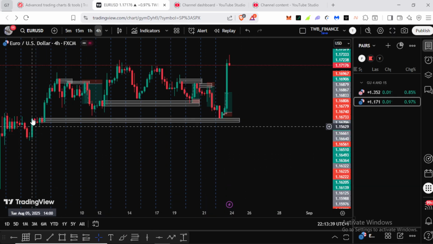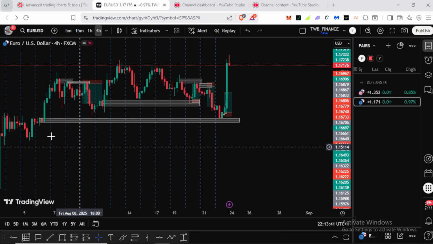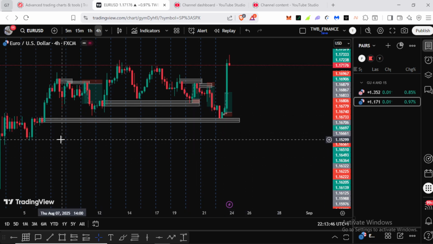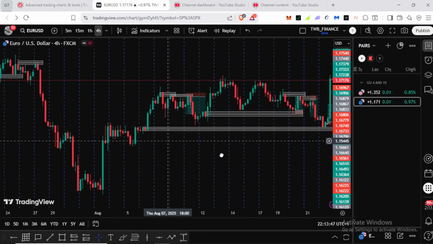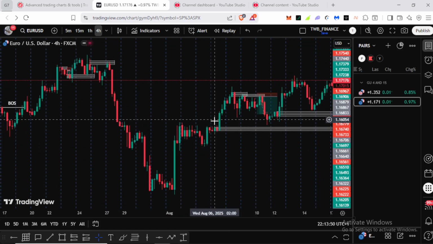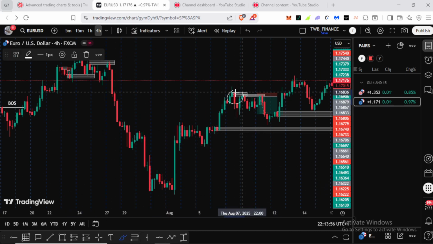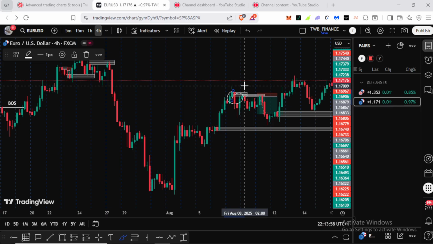I'm going to start with all these zones that I've drawn here, and look at how I took trades from all of them, even though they look like they are not even going to play out at all. The first one I have here is this supply zone. I'll be using my tool to draw it out. Look at this supply zone here. Would I say that's a high probability supply zone or a low probability supply zone?